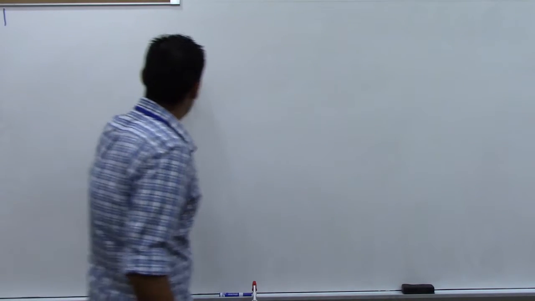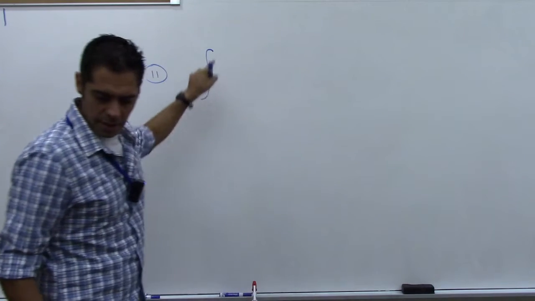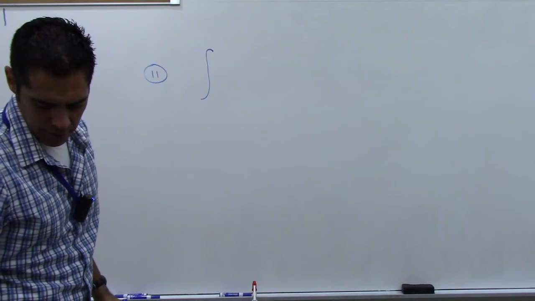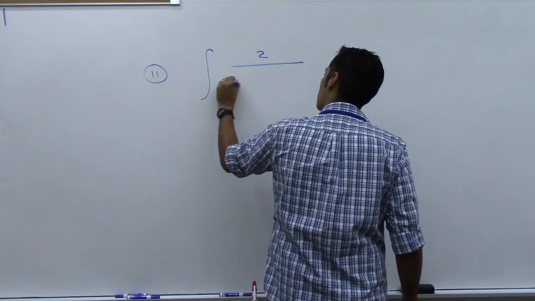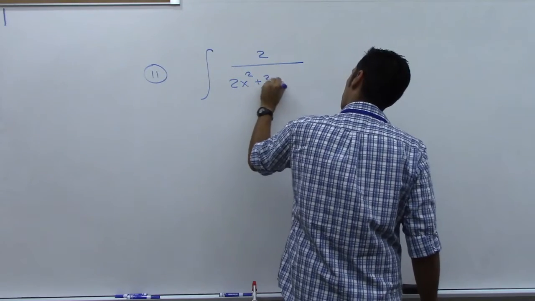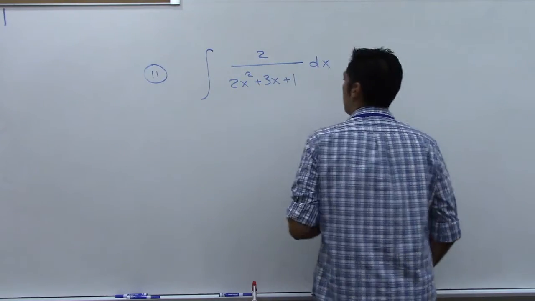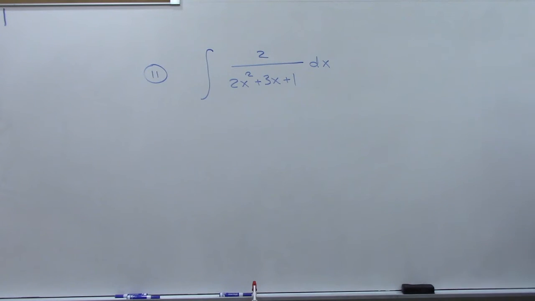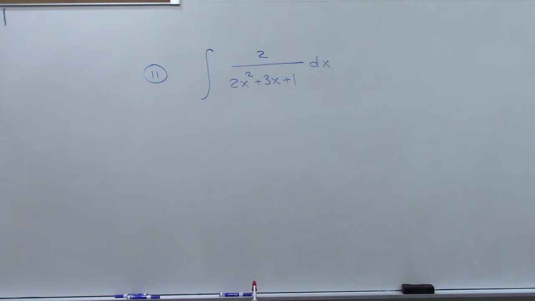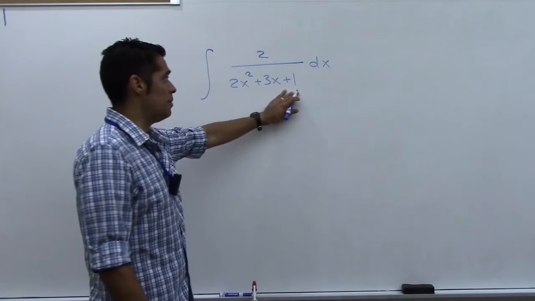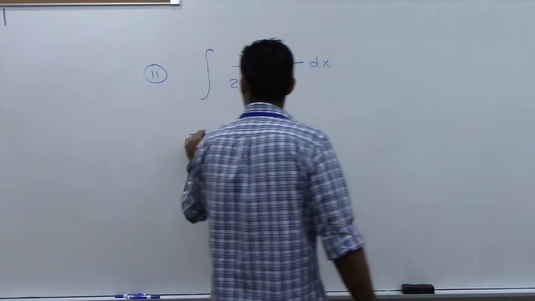All right, so this is a definite integral. Remember, we're ignoring the numbers here. 2 over 2x squared plus 3x plus 1. Now, there are a couple of approaches to this problem. If you see a constant over a quadratic, if it's irreducible, we complete the square. But I believe we can reduce this because I believe this factors. So let's try that first.